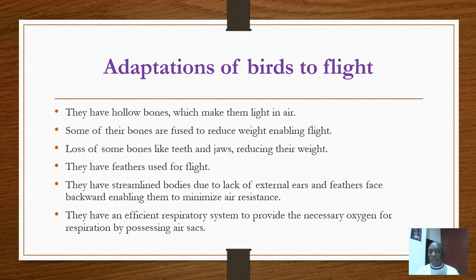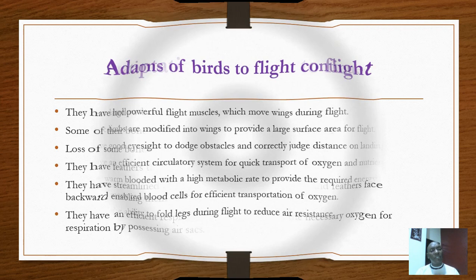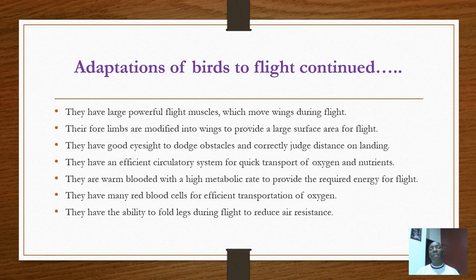Then they have an efficient respiratory system. Respiratory means that their cells can easily obtain oxygen needed for respiration to provide energy for flight. Then they have powerful muscles. We are going to see that flight in birds is brought about by two sets of muscles. One set called the pectoralis major, another one called the pectoralis minor. Then their forelimbs are modified into wings. When you look at the easiest bird at home, though it doesn't fly for long, the hen or the chicken, you see it has hind limbs that walk on the ground. Now the forelimbs are modified into wings, which it uses for flight.